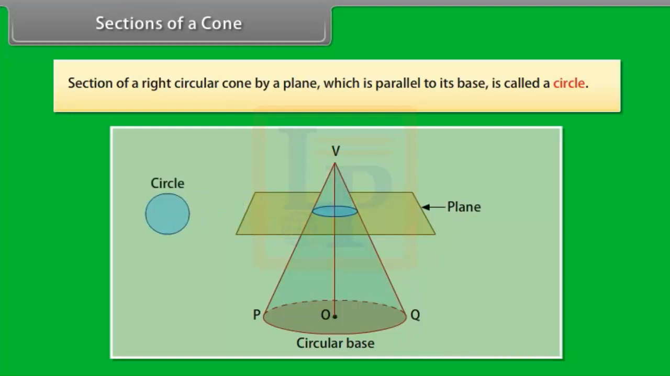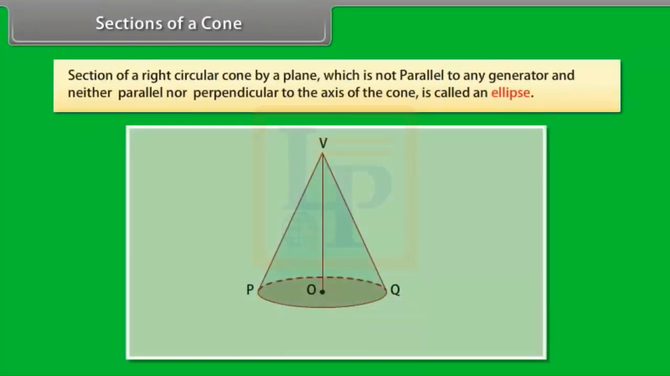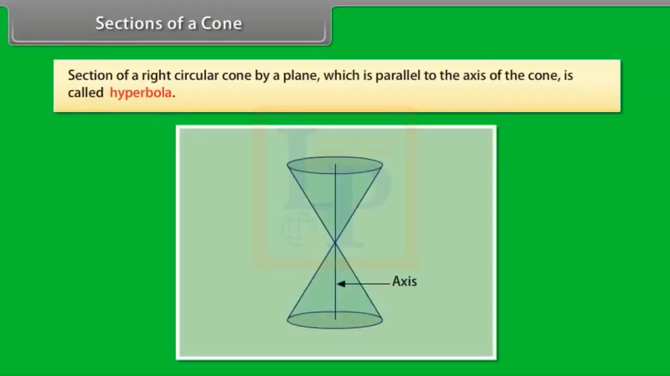The section of a right circular cone by a plane which is parallel to its base is called a circle. The section of a right circular cone by a plane which is parallel to a generator of the cone is called a parabola. The section of a right circular cone by a plane which is not parallel to any generator and is neither parallel nor perpendicular to the axis of the cone is called an ellipse. The section of a right circular cone by a plane which is parallel to the axis of the cone is called a hyperbola.